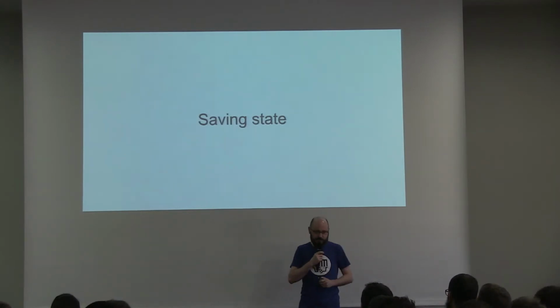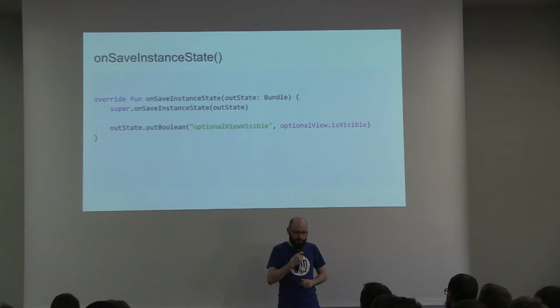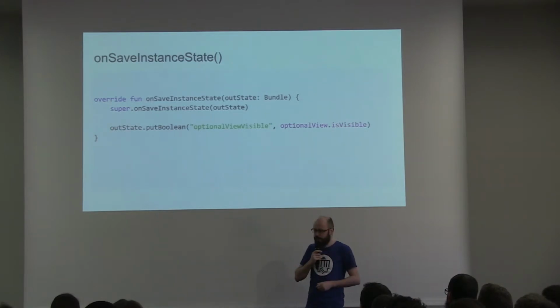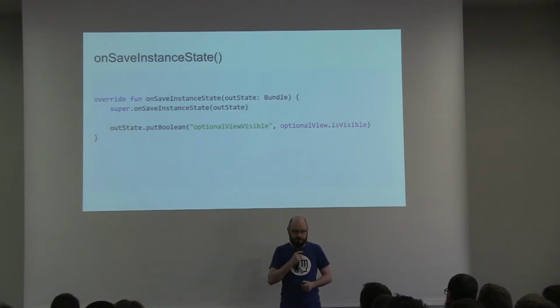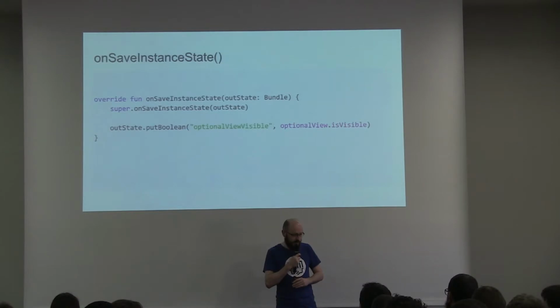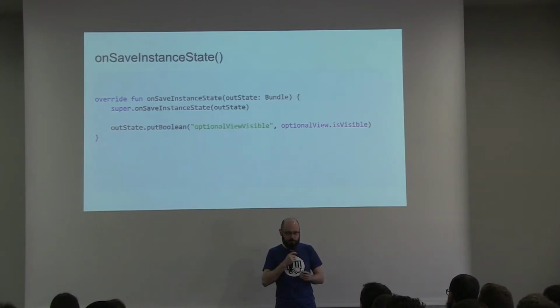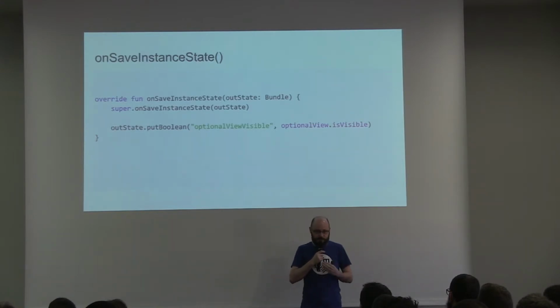Right, as I mentioned, saving state. You probably have all seen this method. onSaveInstanceState is called by the framework when there's a chance that your app is going to be killed. That is if it goes to the background, so you have an activity open and you press, for example, the home button or the recent button and move to another app. Basically, your app moves to the background, and after that, it could be killed.